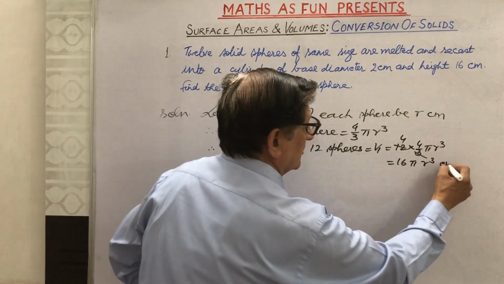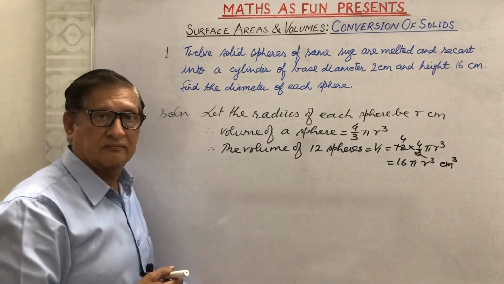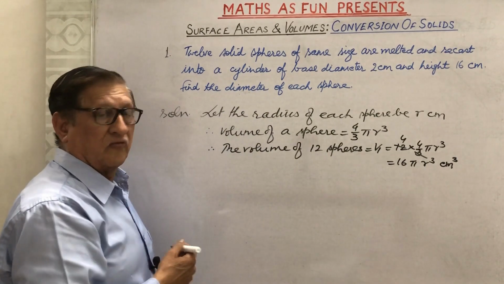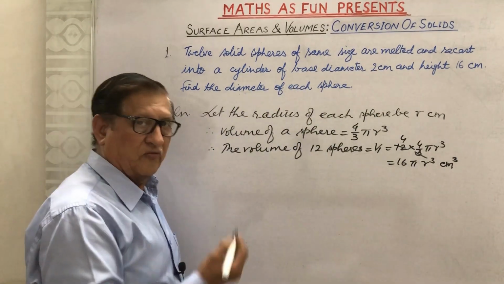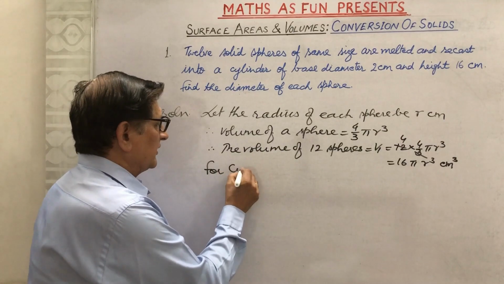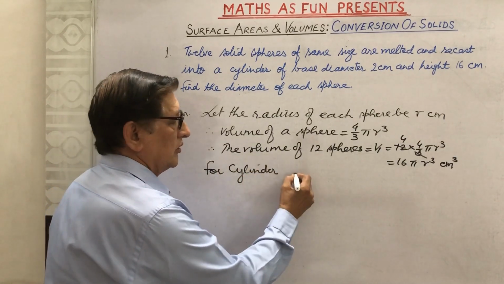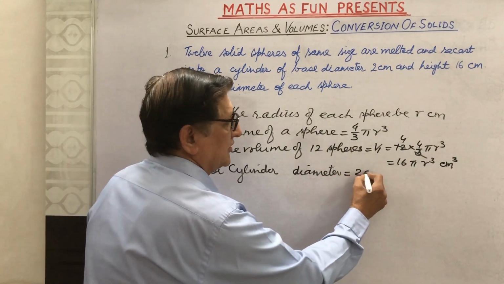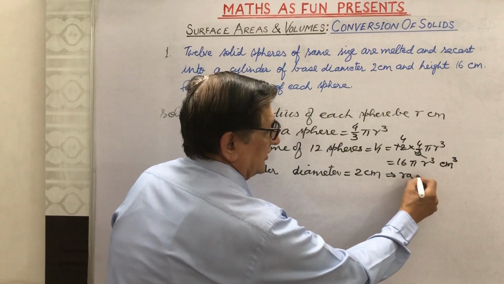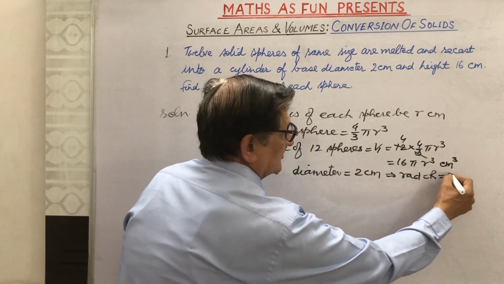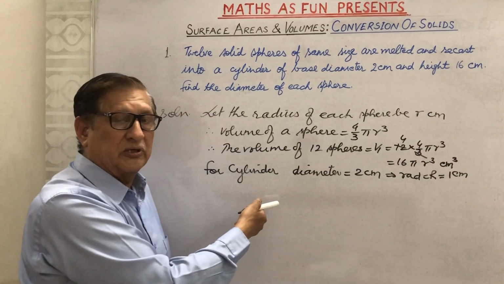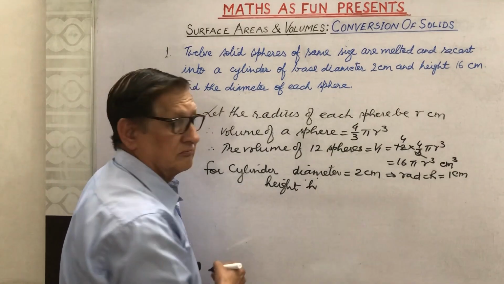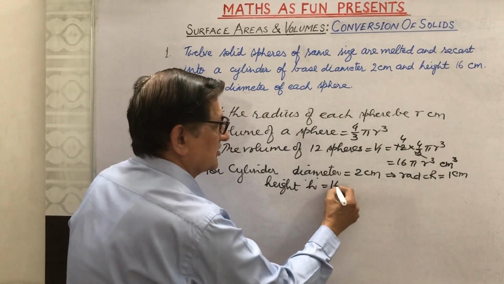We can write centimeter cube because the unit has been given to us. Now, for the cylinder, we have already been given the diameter and the height. We can write for cylinder, diameter is equal to 2 centimeter. It means radius, suppose radius is r, that is equal to 1 centimeter, half of the diameter. Height h is equal to 16 centimeter.